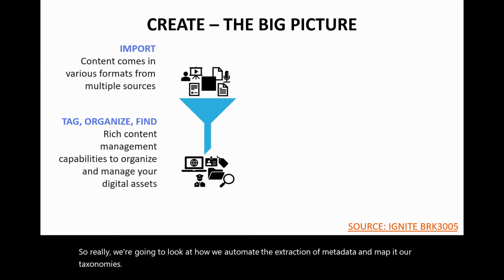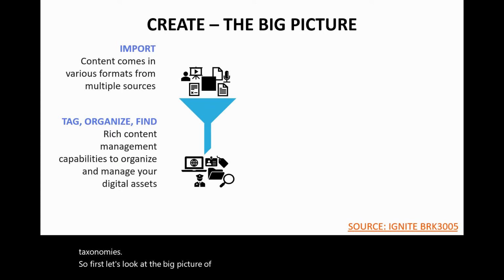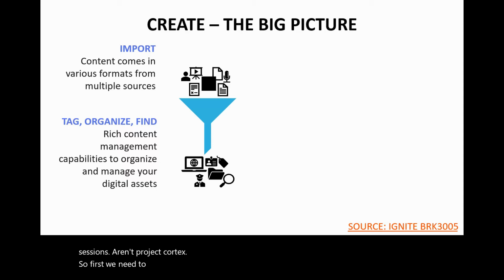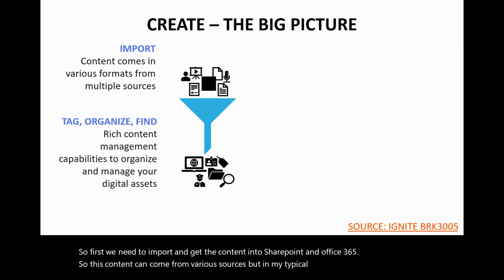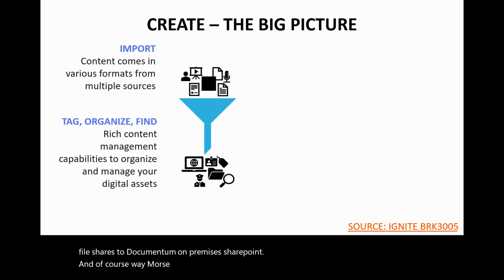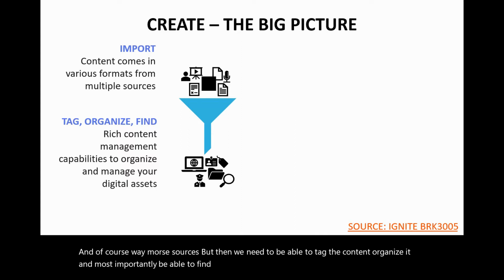So first let's look at the big picture of create. Now this is an image from one of the Ignite sessions on Project Cortex. So first we need to import and get the content into SharePoint and Office 365. This content can come from various sources, but in my typical engagements, it's everything from file shares to Documentum to on-premises SharePoint. And of course, way more sources. But then we need to be able to tag the content, organize it, and most importantly, be able to find it. So what are the content management capabilities that we have to organize and manage these assets?